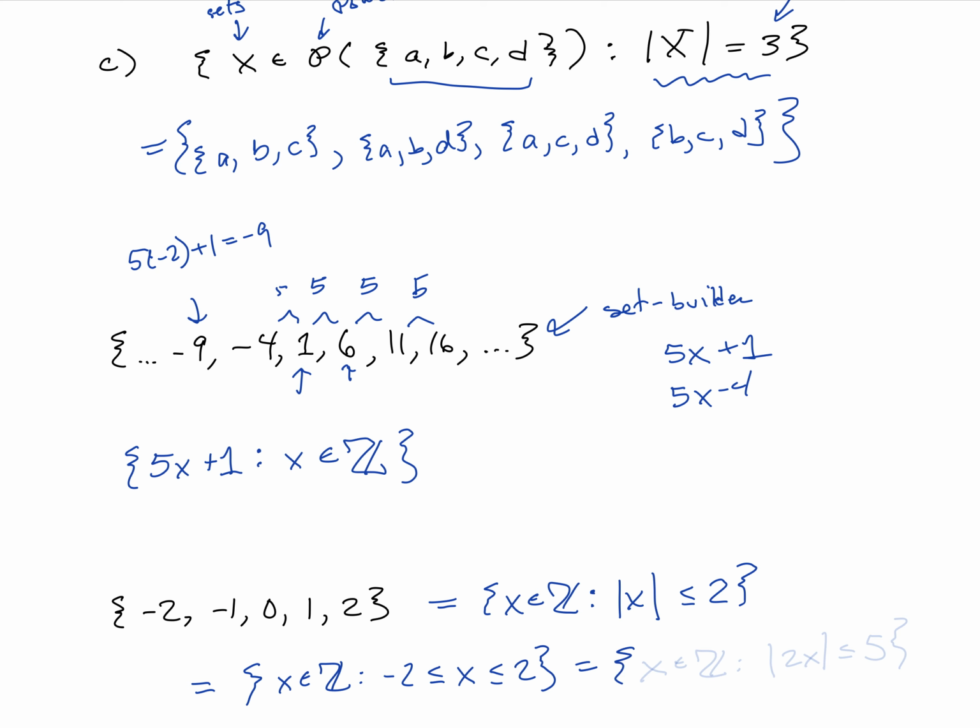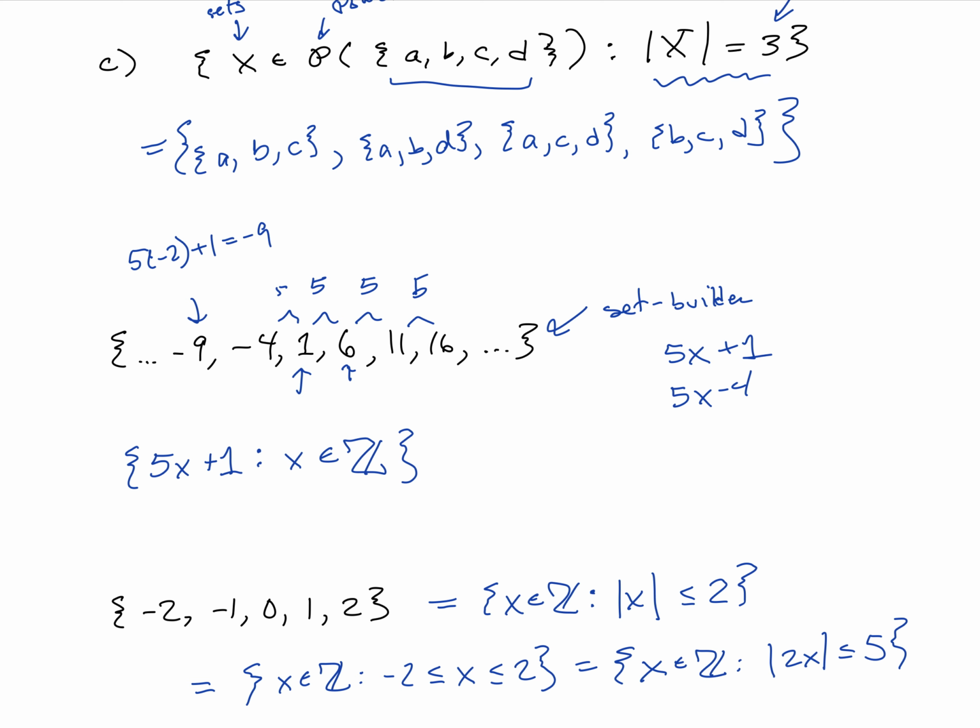We could get creative. x in the integers, such that maybe the absolute value of 2x is less than or equal to 5 would also be correct. It's not the most natural way to write this set, but it's also true.